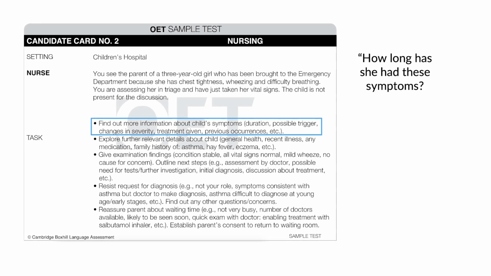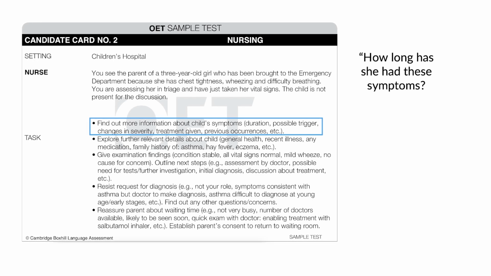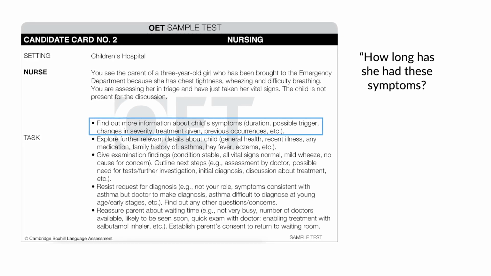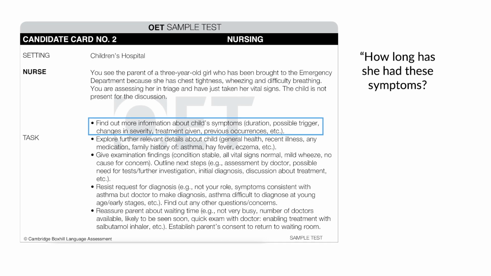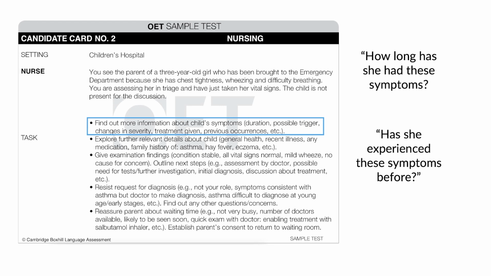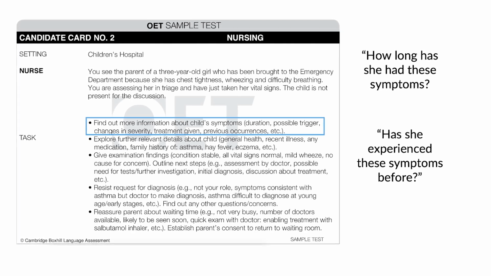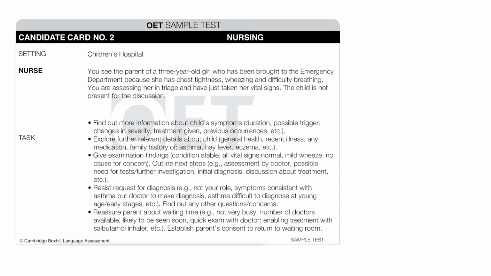For example, how long has she had these symptoms? This is a closed question because it invites a limited number of responses. The interlocutor will respond with a duration. Has she experienced these symptoms before? This is another example of a closed question because the answer that can be given will be either yes or no. Now let's look at the second bullet point.